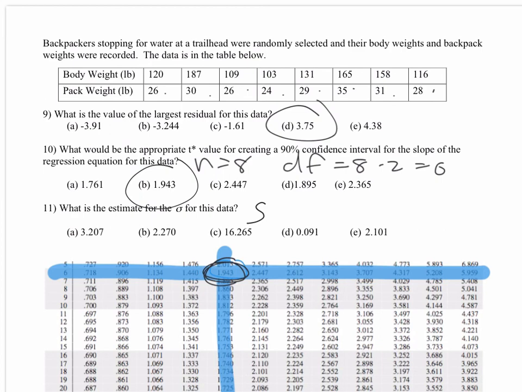All right, so we found on the calculator it ended up being 2.26954 and kept going. If we round the way they round to 3 places, we would want B, 2.270.